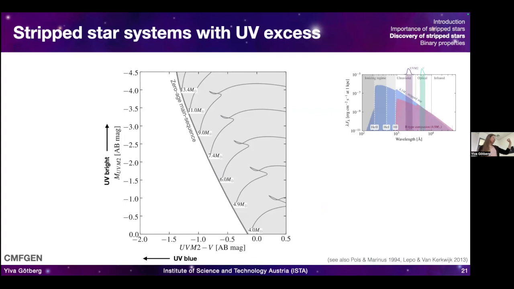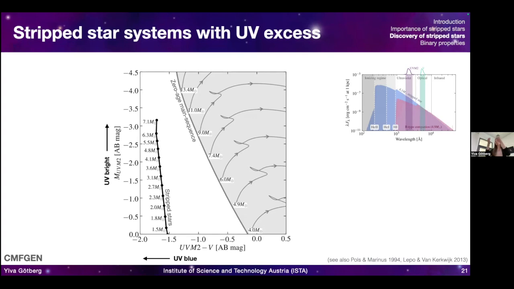Here is the OB main sequence, and these are stellar evolution tracks for single stars, just for comparison. They evolve in this direction. They never really move blueward of the OB main sequence. Single stars don't do that. The stripped stars, we expect to hang out over here during the helium core burning.